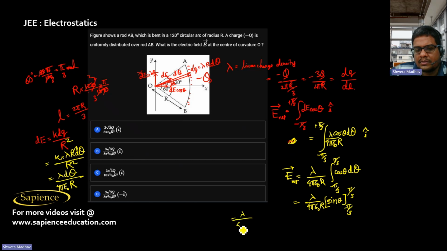So this will be lambda by 4 pi epsilon naught r into sin pi by 3 minus of minus sin pi by 3. So that is 2 sin pi by 3. Sin pi by 3 means sin 60 degree. Sin 60 is root 3 by 2. So this is lambda by 4 pi epsilon naught r into 2 into root 3 by 2. That is, 2 will cancel. Therefore, the net electric field, that is actually along I cap, is root 3 lambda by 4 pi epsilon naught r.